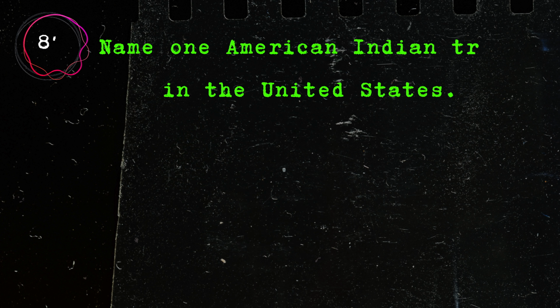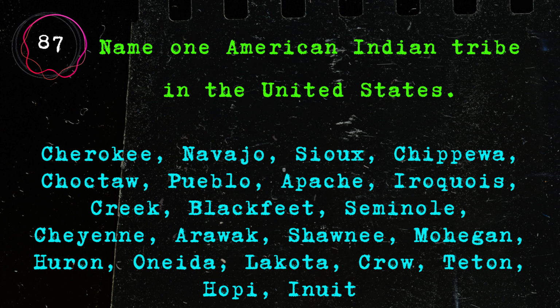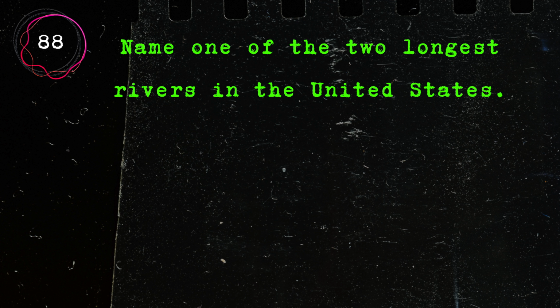Name one American Indian tribe in the United States. Cherokee, Navajo, Sioux, Chippewa, Choctaw, Pueblo, Apache, Iroquois, Creek, Blackfeet, Seminole, Cheyenne, Arawak, Shawnee, Mohegan, Huron, Oneida, Lakota, Crow, Teton, Hopi, Inuit. Name one of the 2 longest rivers in the United States.